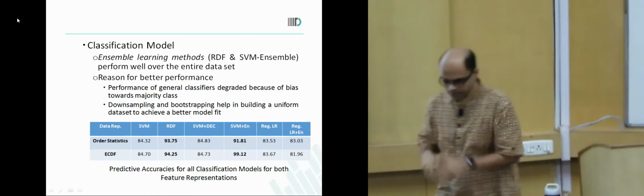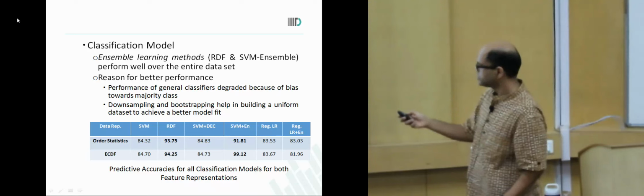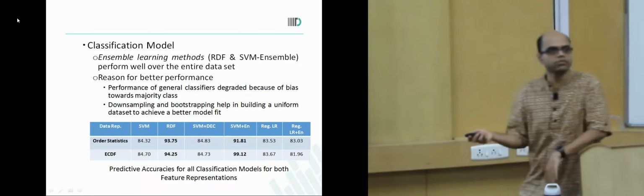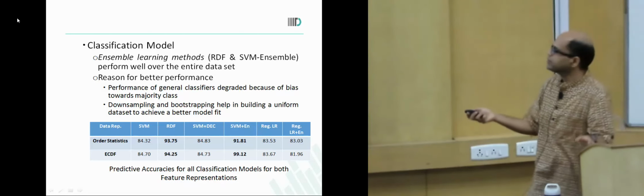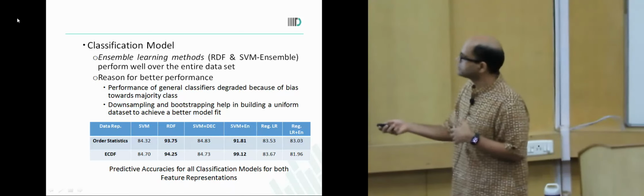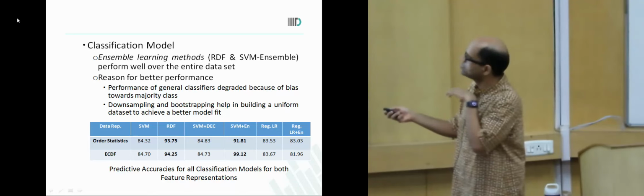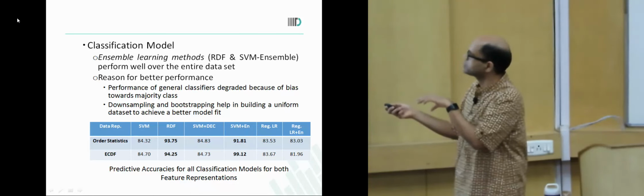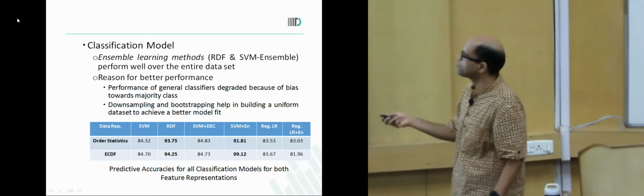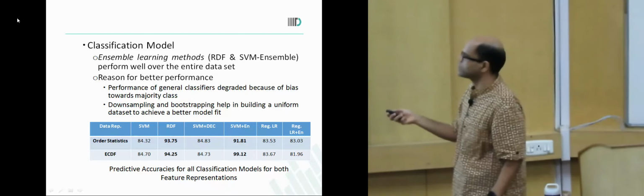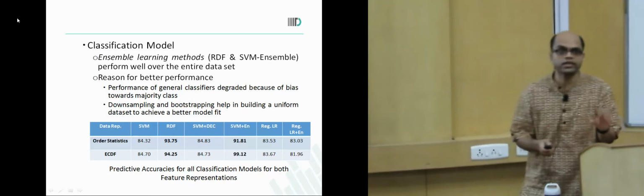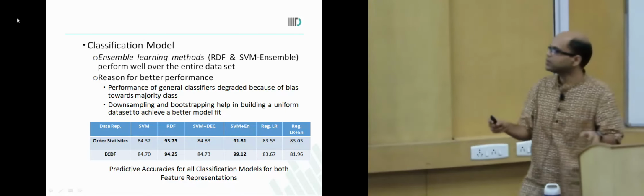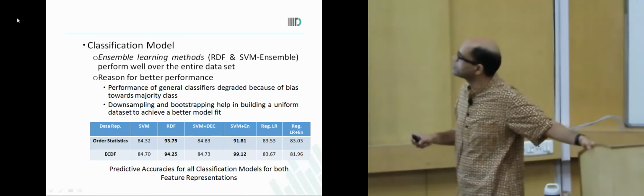The other thing, if you see here, is that the RDF, which inherently has an ensemble way of looking at the data, works better. Also, if you do SVM plus complement this, or add ensemble learning to this, that also performs better compared to the other classifiers. So yes, you have to take care of the class imbalance problem and deal with it beforehand when you decide on the model.